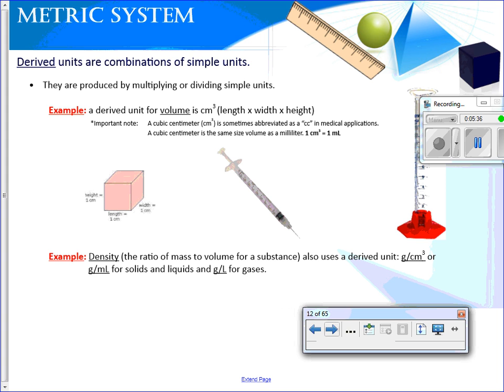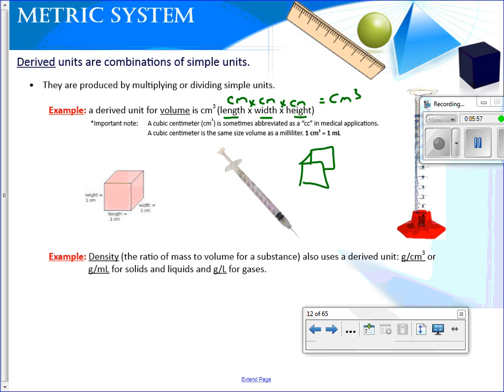All right, derived units are what we get when we take units and we multiply or divide them. So a common one would be volume. You know, from math class, you can calculate volume by saying length times width times height. And when you do a centimeter times a centimeter times a centimeter, you get centimeters cubed. Now, if we looked at a cube that measured 1 centimeter by 1 centimeter by 1 centimeter, and we multiplied that, we would get 1 centimeter cubed.